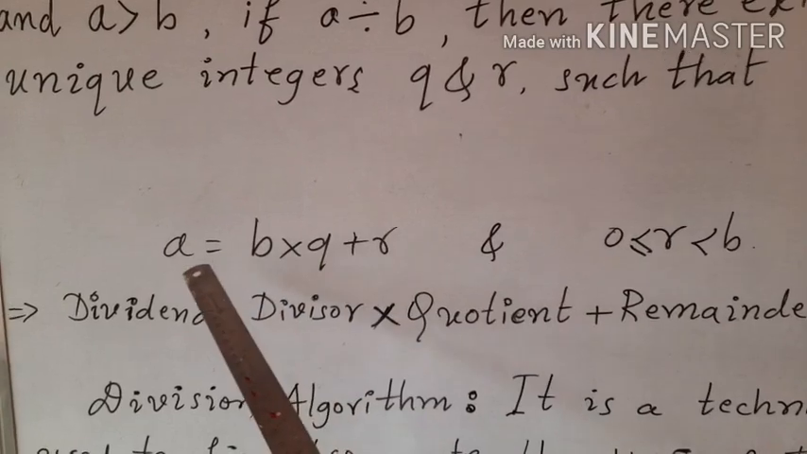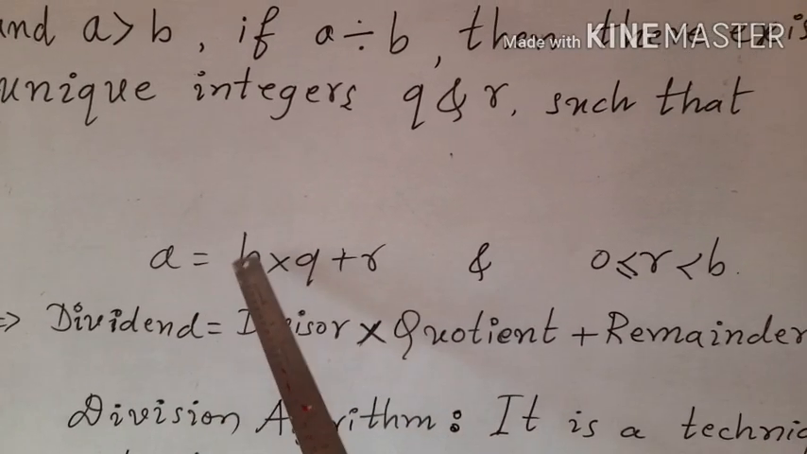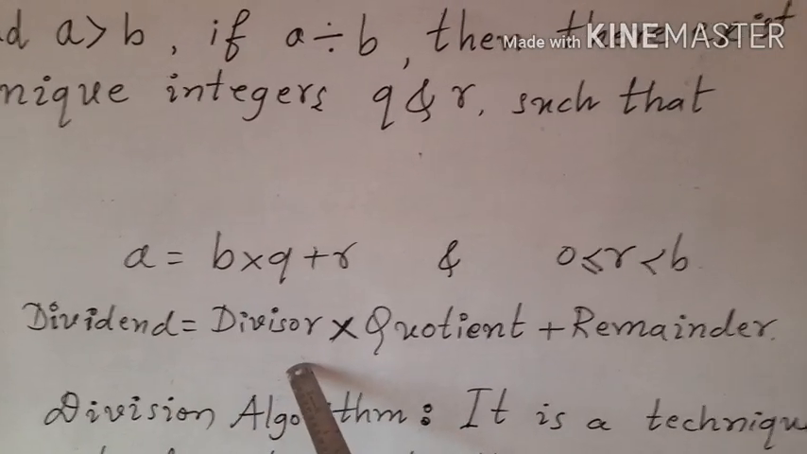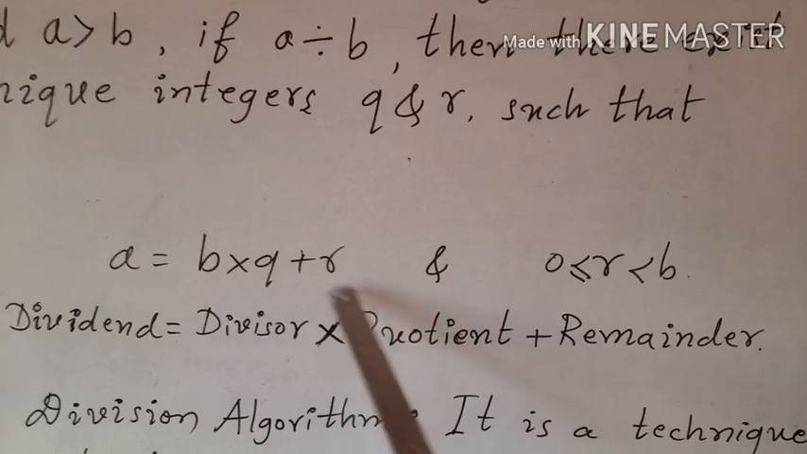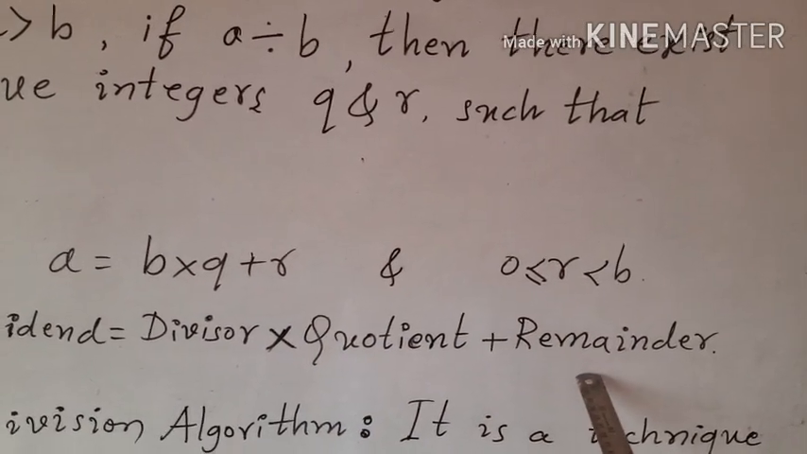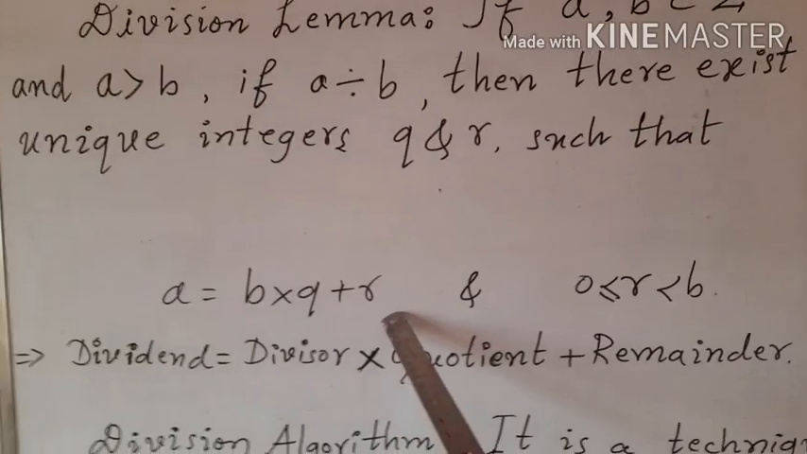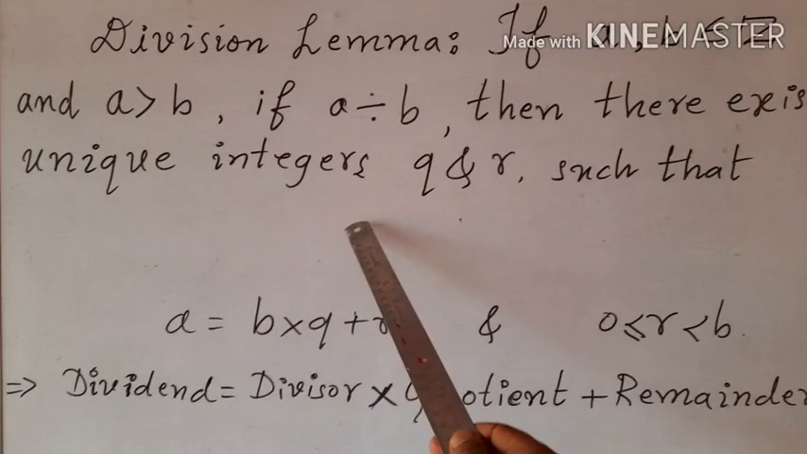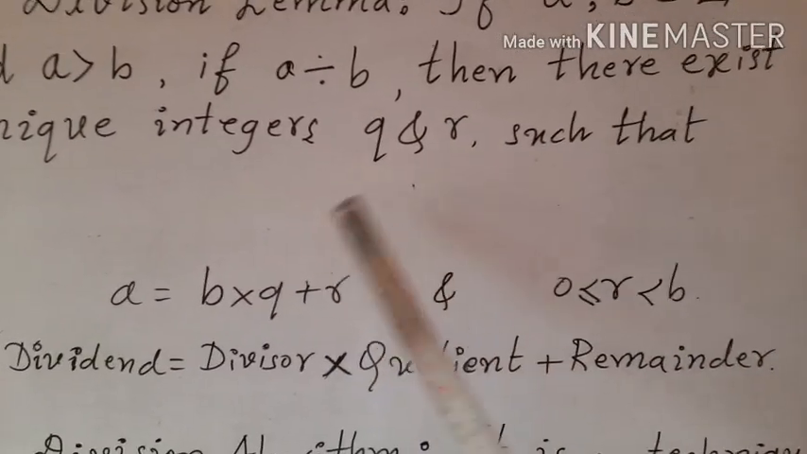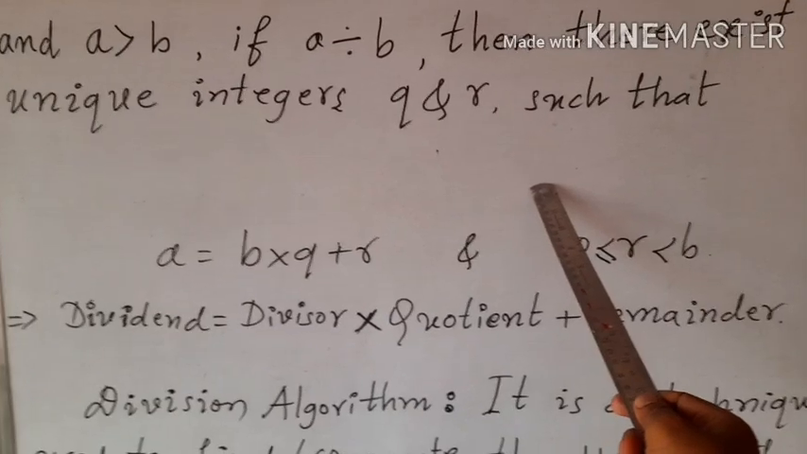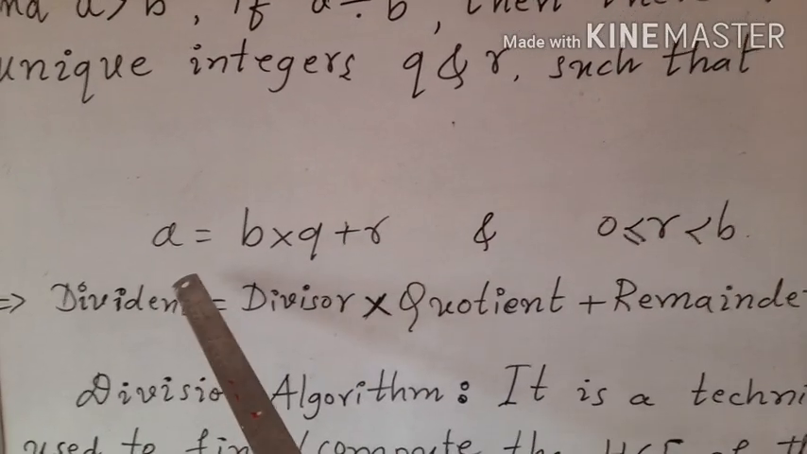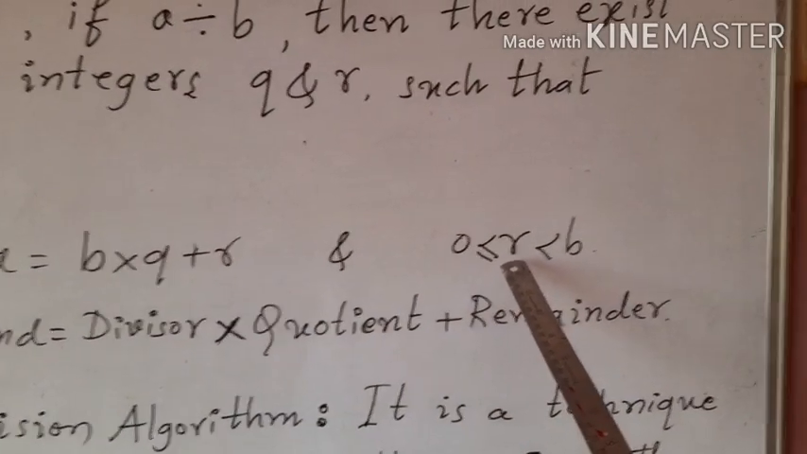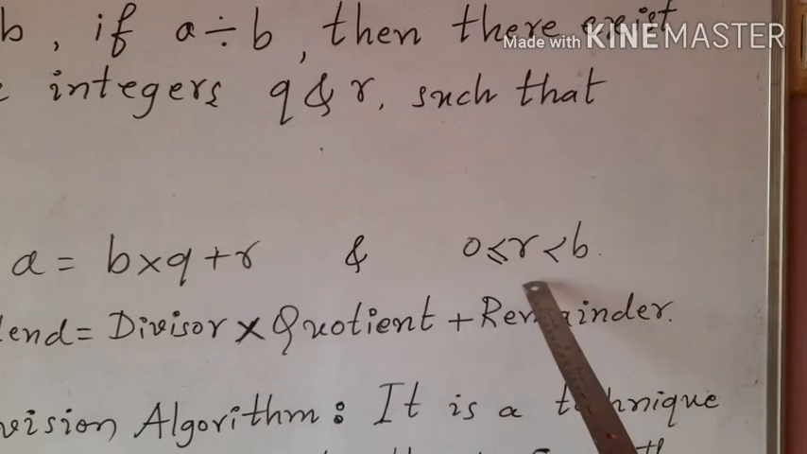See here children, here a is nothing but dividend and b is divisor. After dividing the dividend by the divisor, definitely there comes a quotient q and remainder r. And this q and r are unique integers. Unique integers means they are definite or specific integers. And these two integers satisfy two conditions. One condition is a is equal to b into q plus r, and second condition is this r is greater than or equal to 0 but less than divisor.